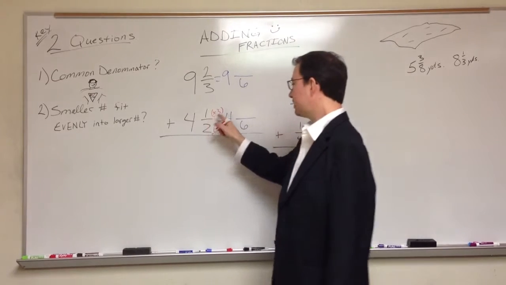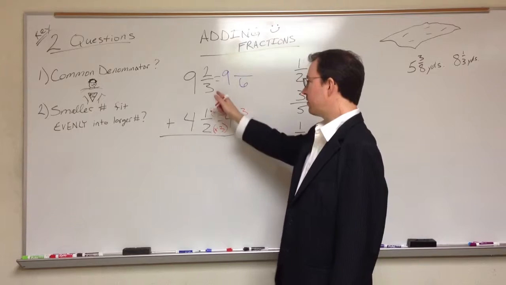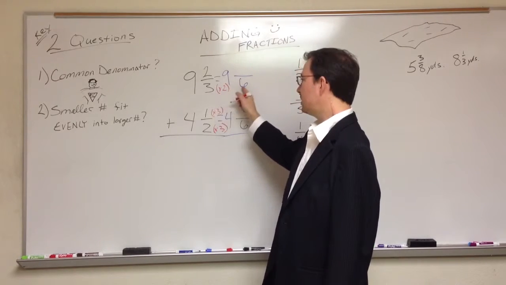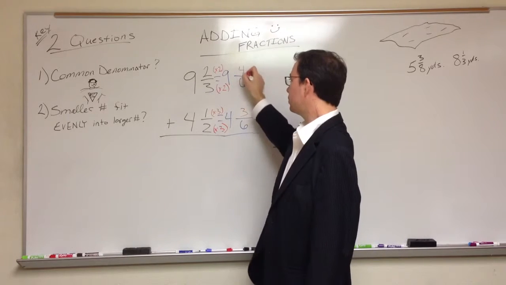So 1 times 3 is 3. So that's our new numerator for that one. Over here, 3 times what is 6 times 2? 3 times 2 is 6. So if we do it on the bottom, got to do it on the top. 2 times 2 is 4.